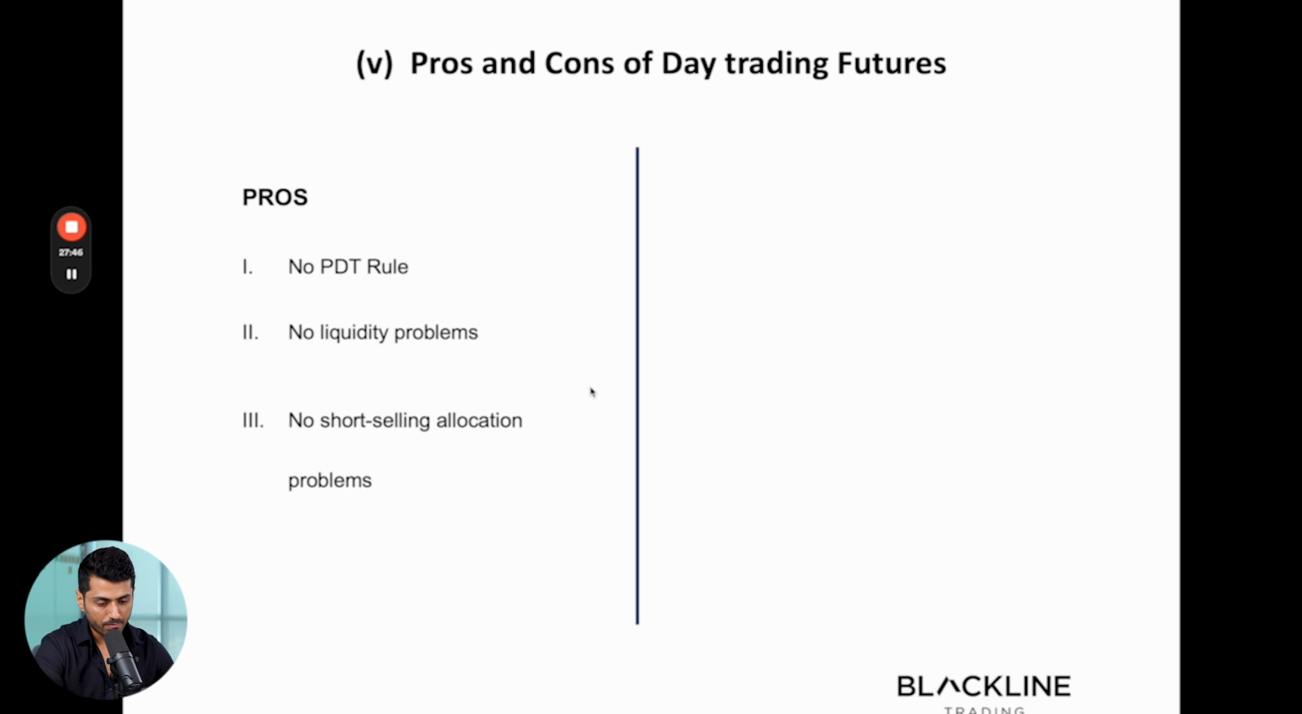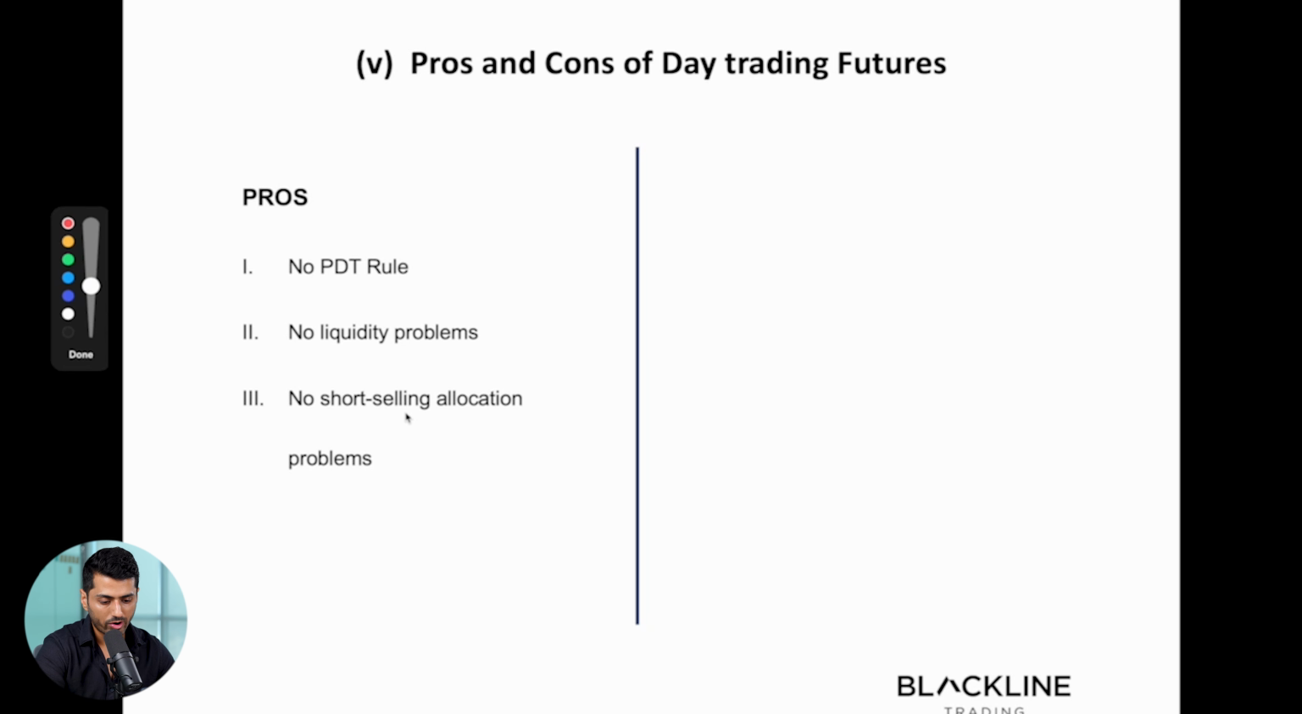The third major advantage of trading futures is that you do not have to worry about short selling allocation. What do we mean by that? Sometimes you have probably seen that you want to short a stock, and when you go on your brokerage and hit the short button, you get a message saying that shorts are not available on the stock because the brokerage does not have it. Now that is not the case with futures trading.